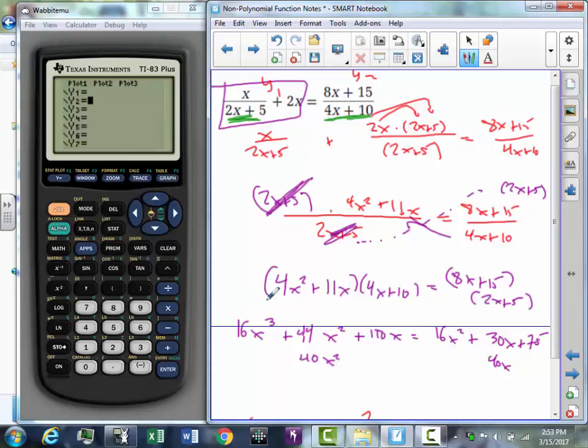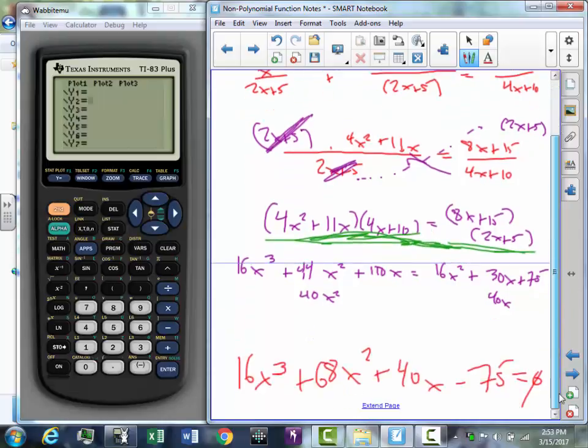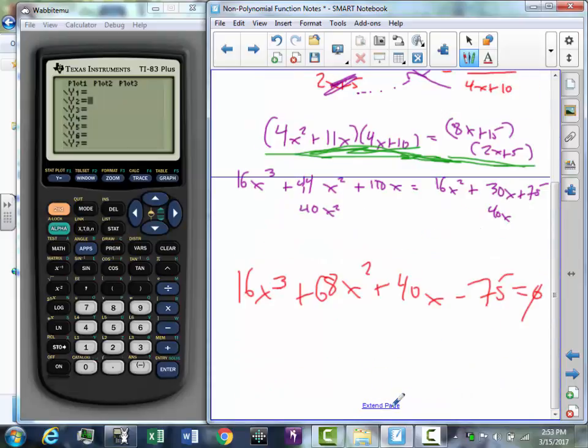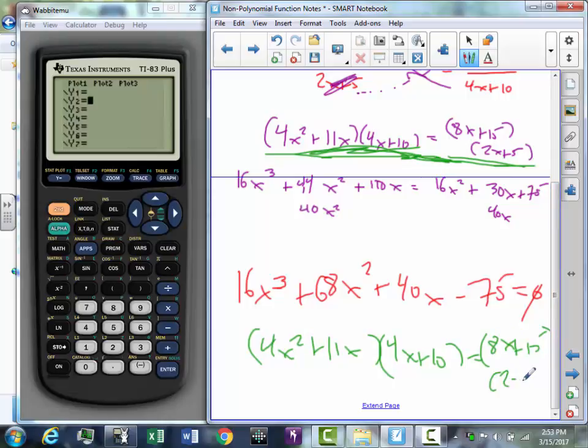So I want to pick things up again on this step right here. If you could, let's just pick things up on this step here. I'm taking a lot longer today than I thought I was going to. I'm sorry. Rewrite 4x squared plus 11x bracket 4x plus 10. And then you've got your 8x plus 15 and your 2x plus 5.